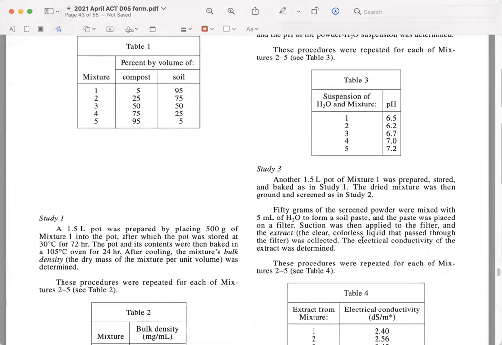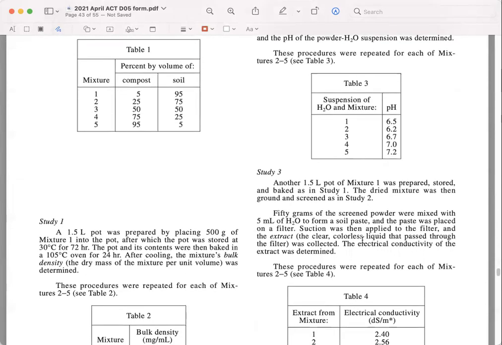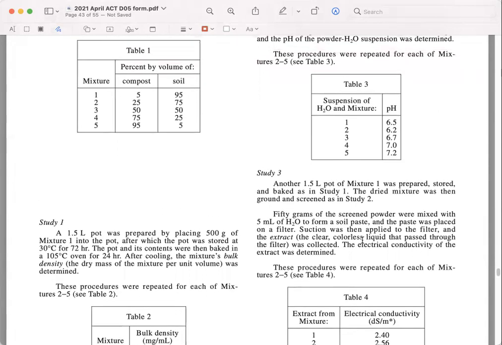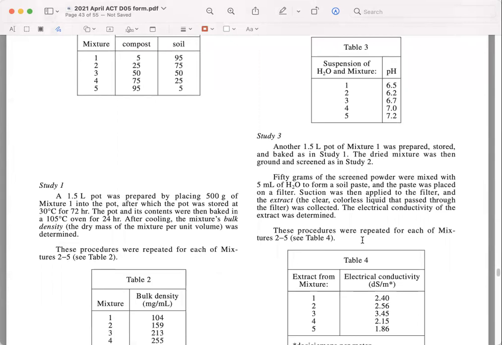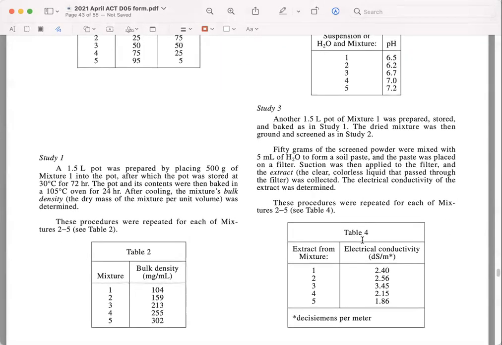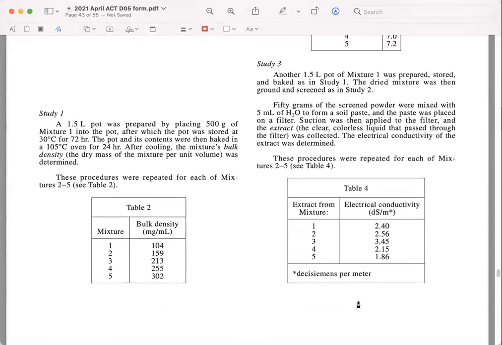And another 1.5 liter mixture was prepared, stored and baked. The dried mixture was then ground and screened as in study 2. 50 grams of the screened powder was mixed with 5 ml of water to form a soil paste, and the paste was placed on a filter. Suction was then applied to the filter, and the extract, the clear colorless liquid that passed through the filter, was collected. The electrical conductivity of the extract was determined, and this was also repeated.